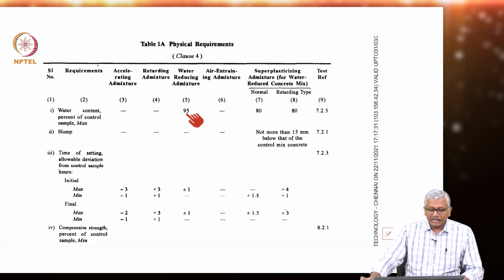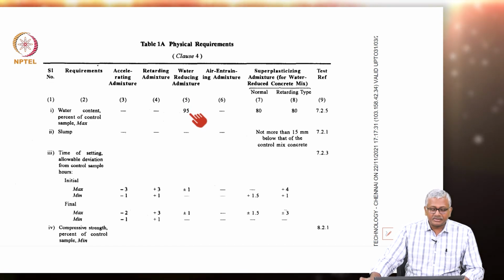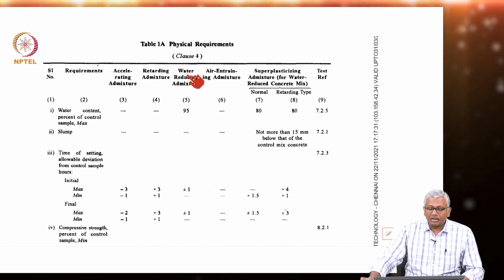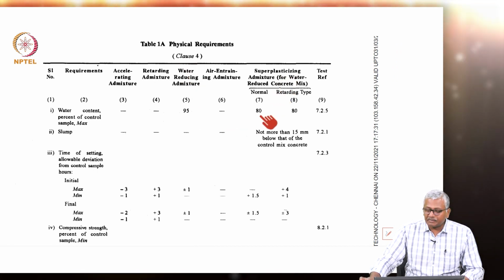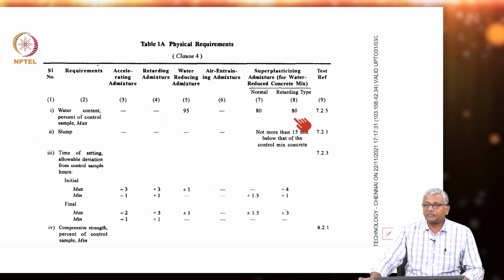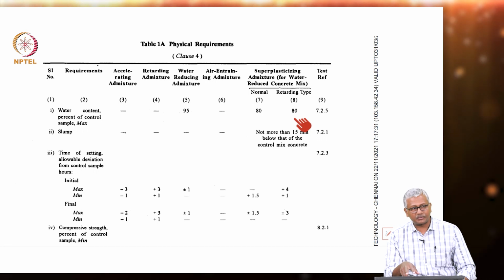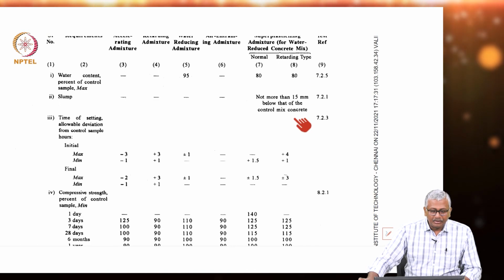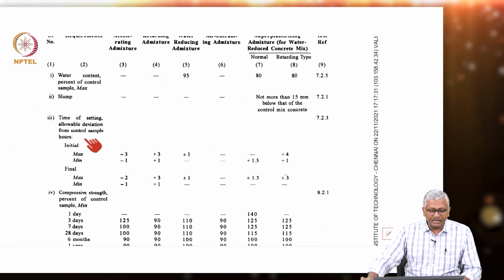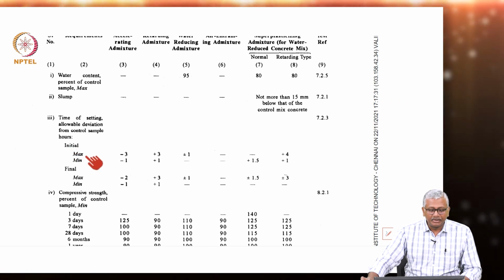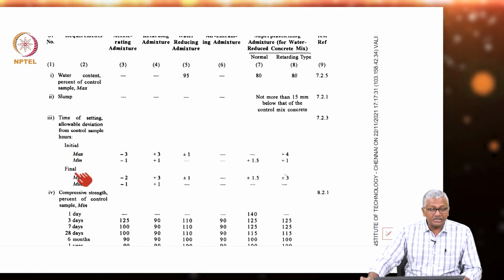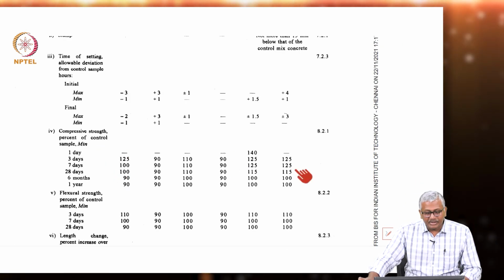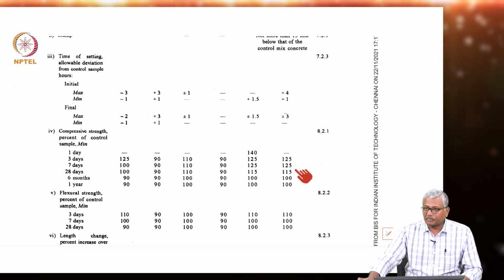So, as in ASTM, 95% is the percentage of water with respect to the control or reference sample for a water reducing admixture. For superplasticizing admixture, they have directly gone to 80%. That means they want 20% water reduction in IS 9103. So, they have adopted a slightly higher level of water reduction to be desired. Again, similar qualifications: time of setting, allowable deviation from control sample, maximum or minimum deviation of the initial and final setting time are also provided, similar to what you have in ASTM. Strength requirements are more or less similar to what you have with ASTM, not much different.